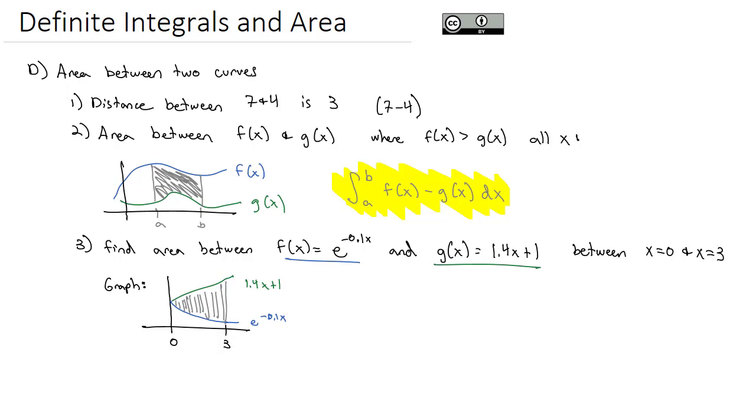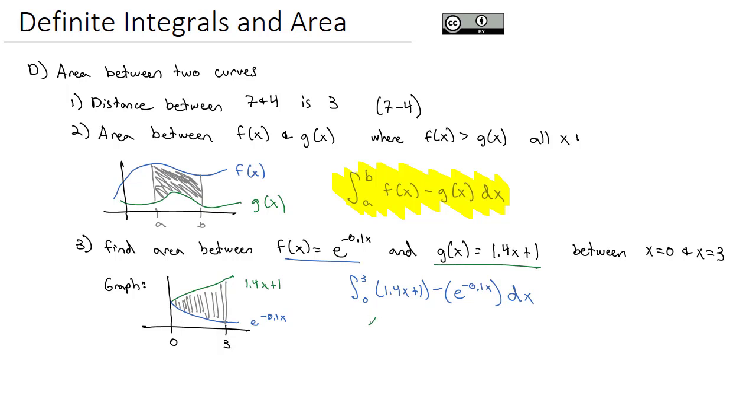So we're solving the integral from 0 to 3 of the top function, which is 1.4x plus 1, minus the bottom function, which is e to the negative 0.1x dx. In this case, the parentheses aren't really required because there's nothing to distribute the negative through. But be very careful. Sometimes there is distributing that negative through that we have to be careful of. And that'll come up in our next example.